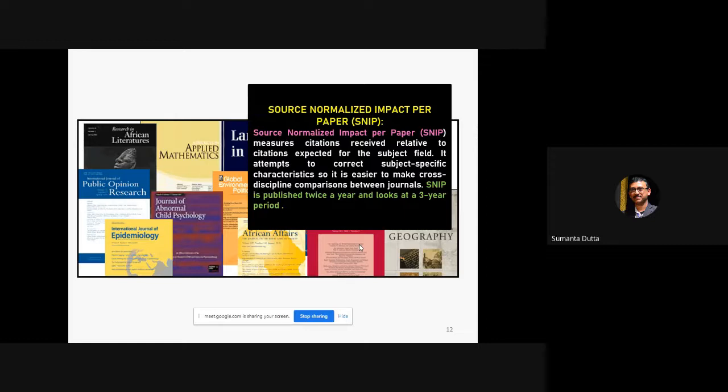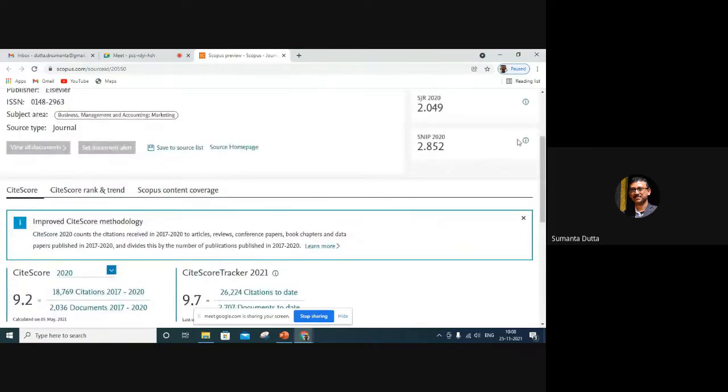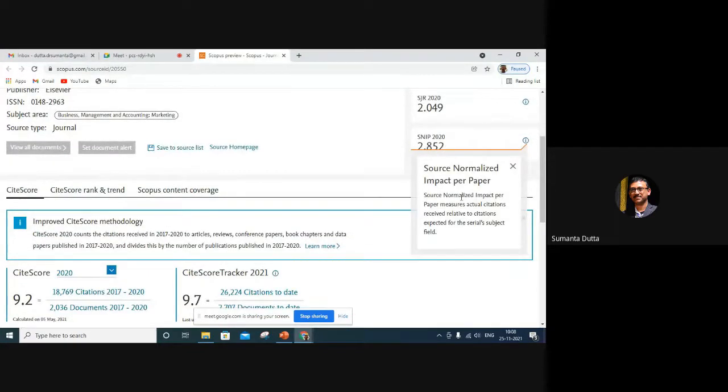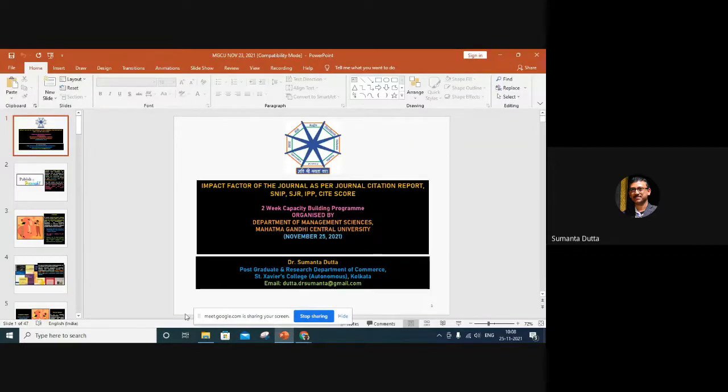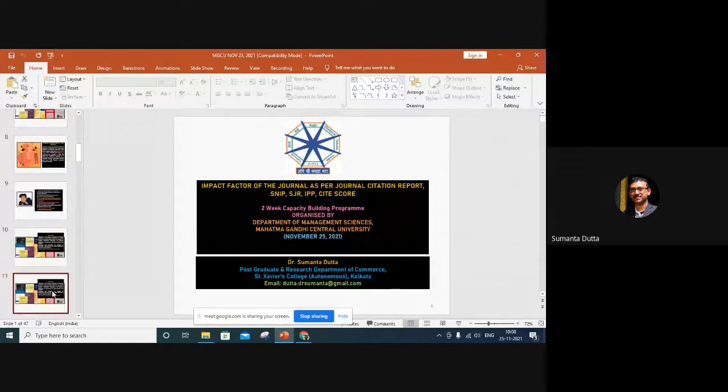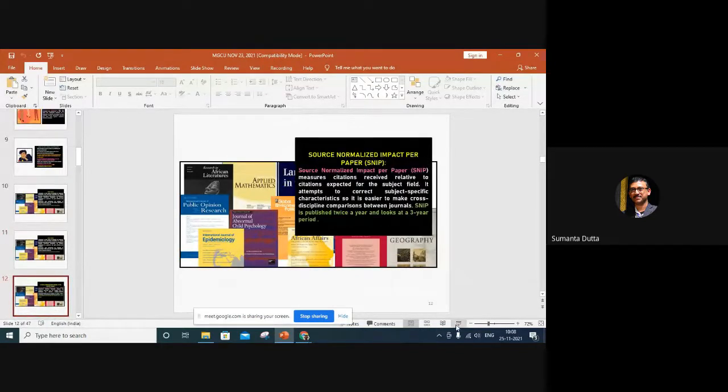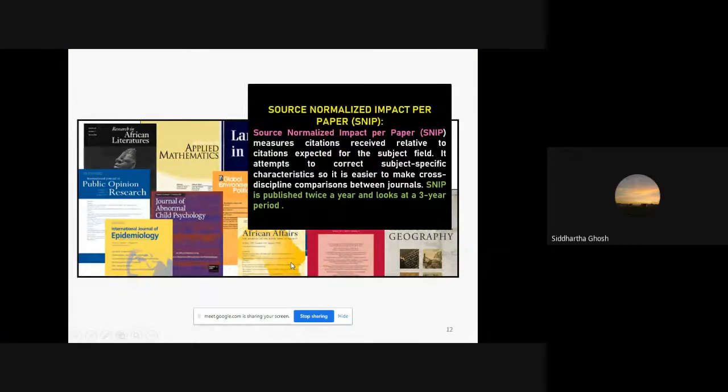Actually, through SNIP, an attempt is made to identify the subject specific characteristics, so that cross-discipline comparison becomes very easy. Let's see whether we have SNIP or not. Yes, we have SNIP. Per paper, it measures the actual citations received relative to the citation expected from the subject field. From the given subject field, we try to calculate this SNIP; otherwise it becomes very difficult for us to see. Just a minute. Can you see the PowerPoint? Yes, sir, your PowerPoint is visible.